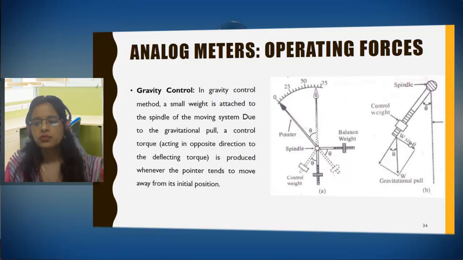Now if you resolve this, you get two components, W sin theta and W cos theta. This W sin theta will try to bring the pointer back to the initial steady position. Whatever was the initial position, this weight will try to bring the spindle, the pointer, to that original position. So now let us see what gravity control is. In the gravity control method, a small weight is attached to the spindle of the moving system.